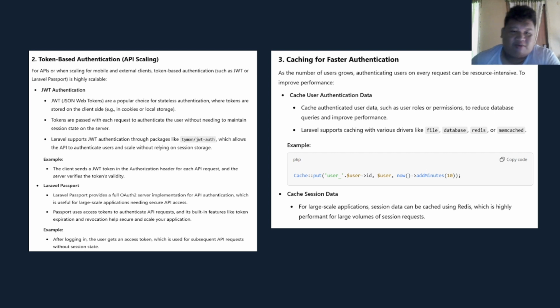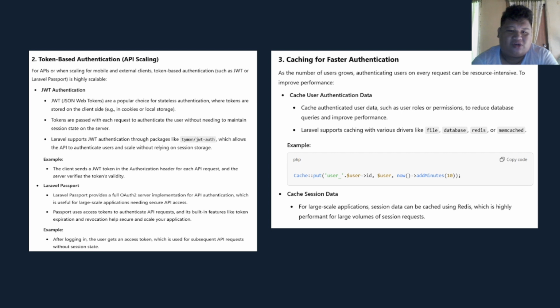Tokens are passed with the request to authenticate the user without needing to maintain session state on the server. Laravel supports JWT authentication through packages like Tymon JWT-Auth, which allows the API to authenticate the user and scale without relying on session storage. For example, the client sends a JWT token in the authorization header for each API request, and the server verifies the token's validity.